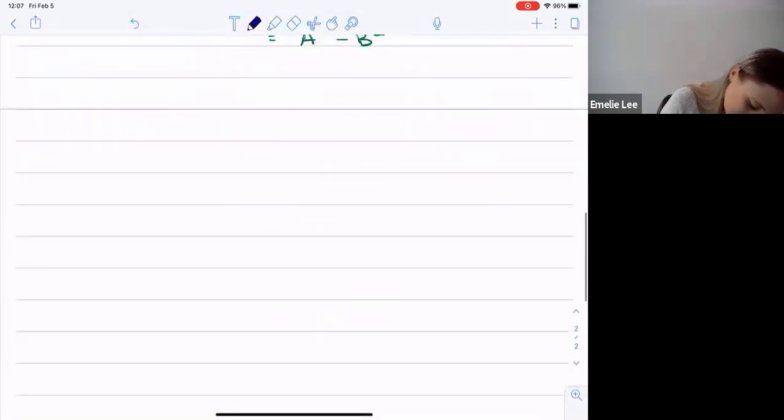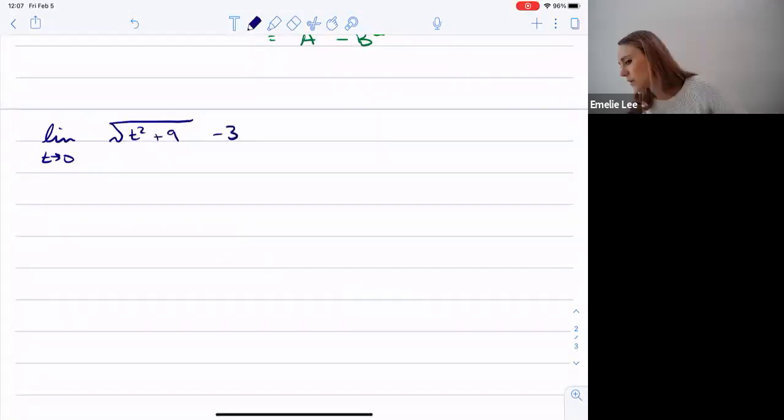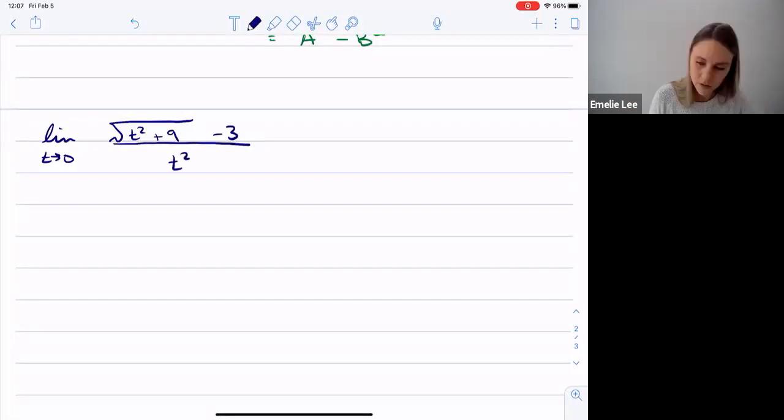I'm trying to find the limit as t goes to 0 of the square root of t squared plus 9, minus 3, over t squared.